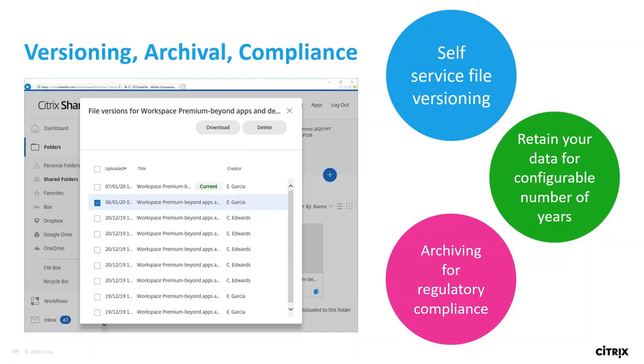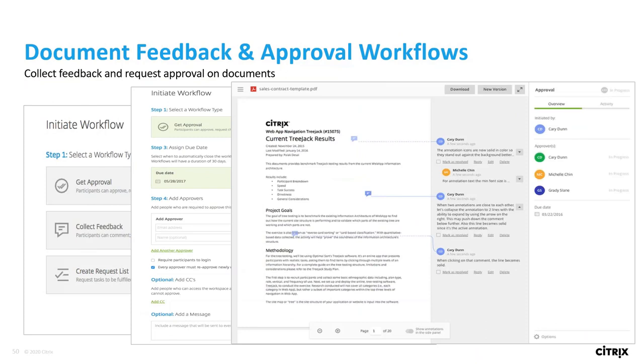Another cool feature is feedback and approval workflows, where you can pick a document, specify whether you need feedback or approval, and pick your approvers and the deadline, and they will get an email requesting their feedback or approval. And you can see the annotations coming in real time, and you can collaborate and reply in real time. I used this a lot in my previous role in marketing to gather feedback from a large number of people on a document. And another cool thing is that the workflow will continue to remind people to submit their feedback as the deadline is approaching.